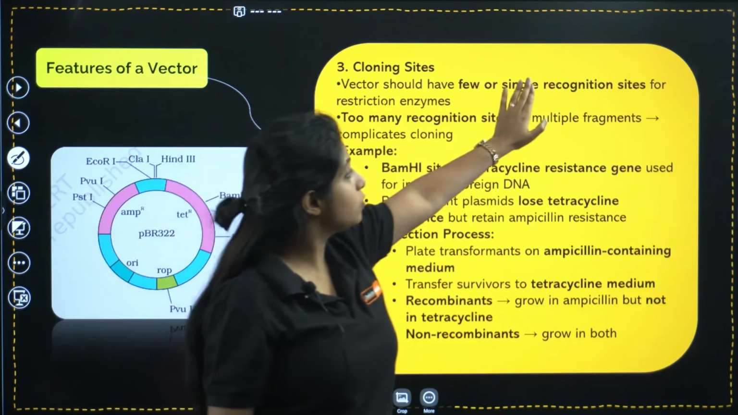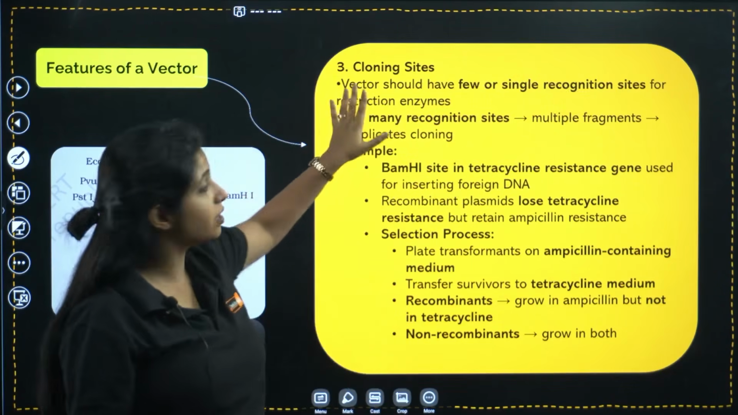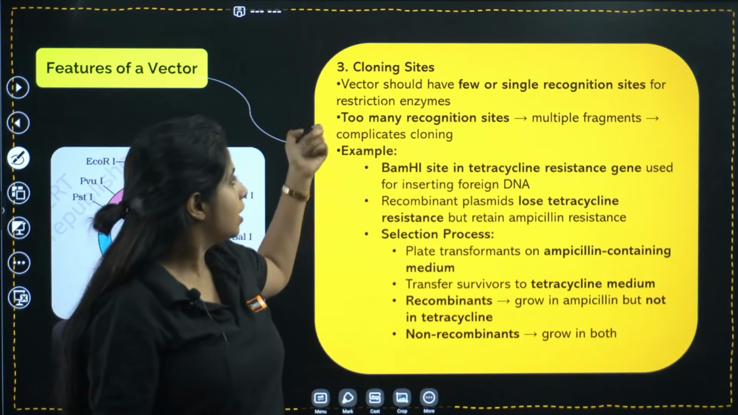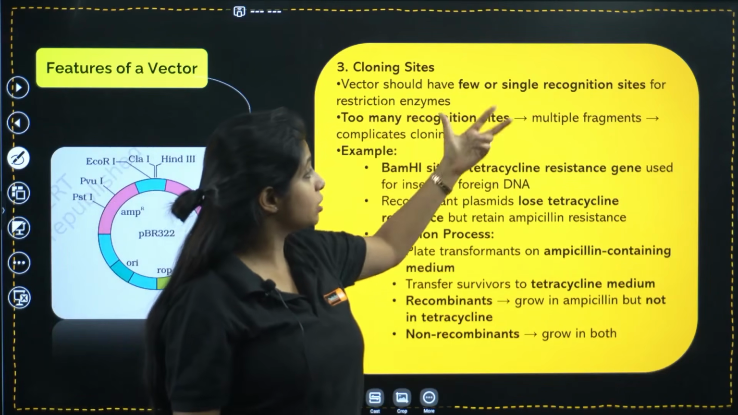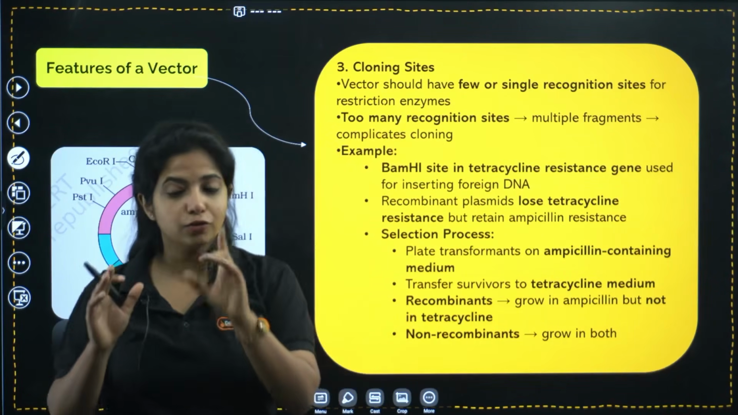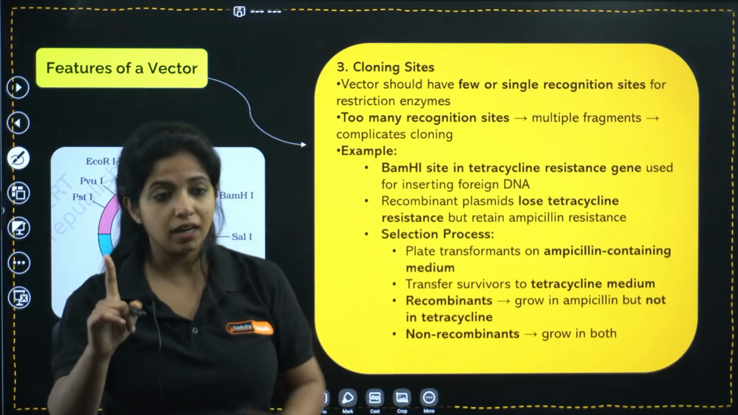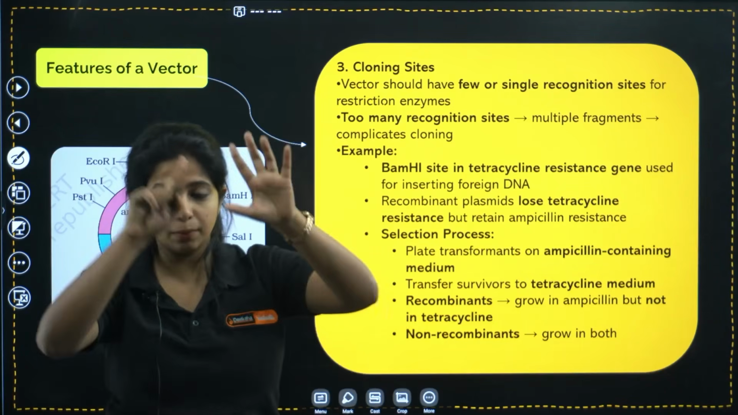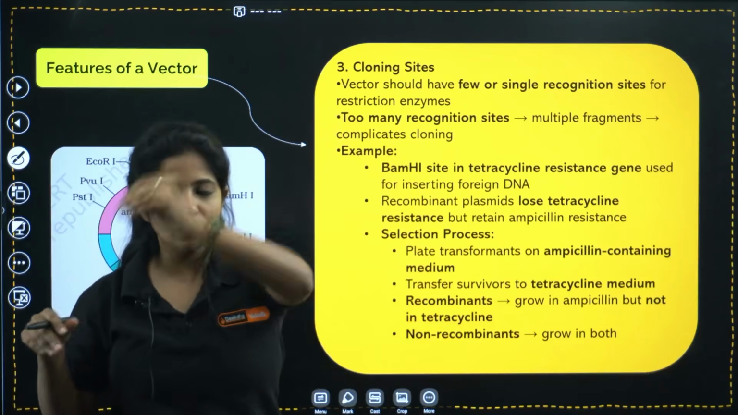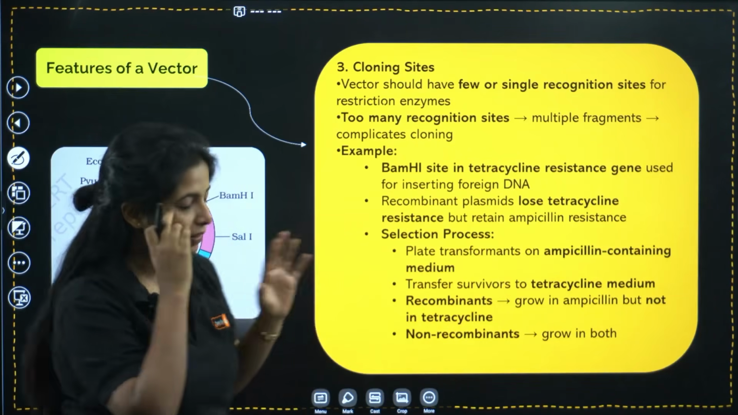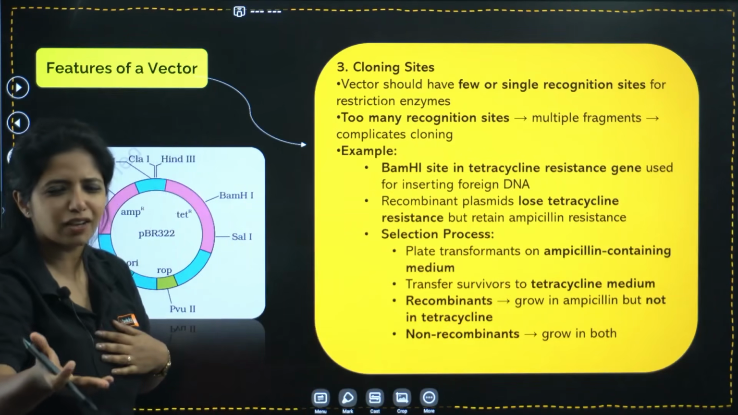A vector should have a few or single recognition sites for restriction enzymes. Too many recognition sites means multiple fragments, which complicates cloning. So for one restriction enzyme, only one site. You can have multiple restriction enzymes and multiple cloning sites as well. That is also totally fine, the way I just told you before.